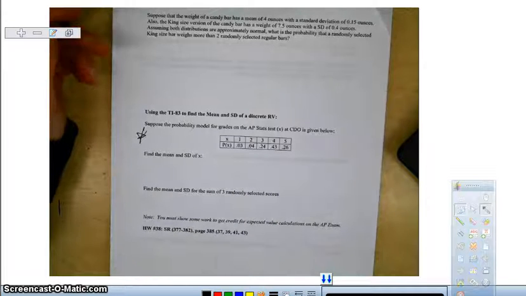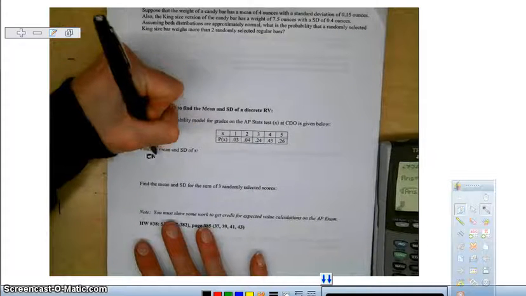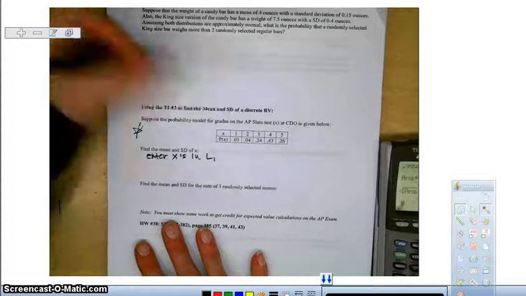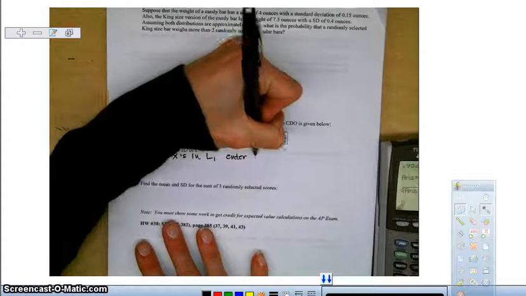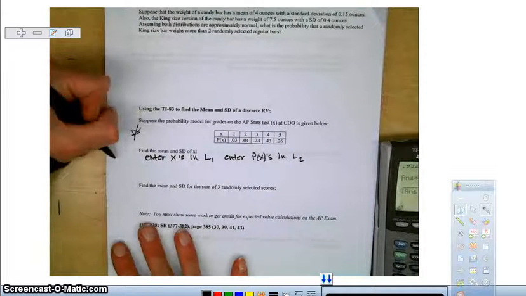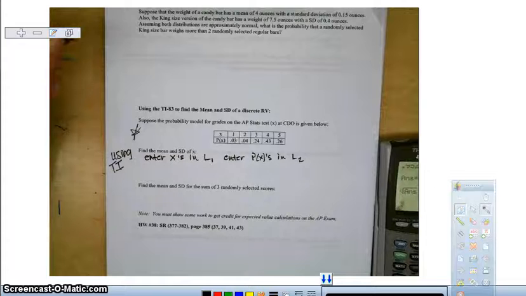Using your TI, go to your lists, enter X's in list 1, enter P of X's in list 2. These are the instructions on using your TI for this.